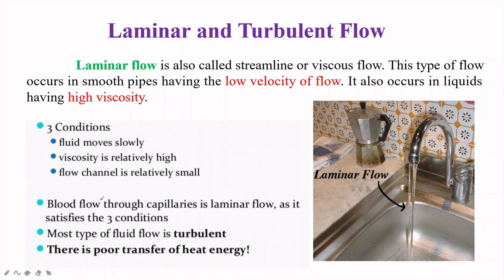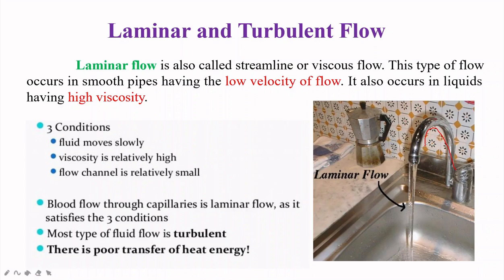For laminar flow, these three conditions are there: the fluid moves slowly, viscosity is relatively high, and the flow channel is relatively small. So here the fluid moves slowly only, and this is the flow channel which is relatively small. What other examples can we give? Blood flow through capillaries is laminar flow. In our human body, the blood flows, right? That blood flow is a laminar flow.